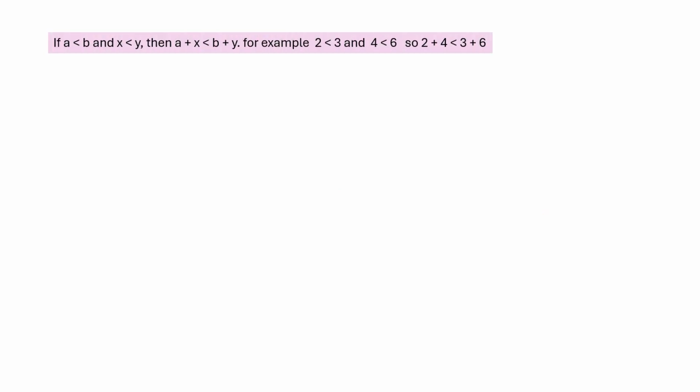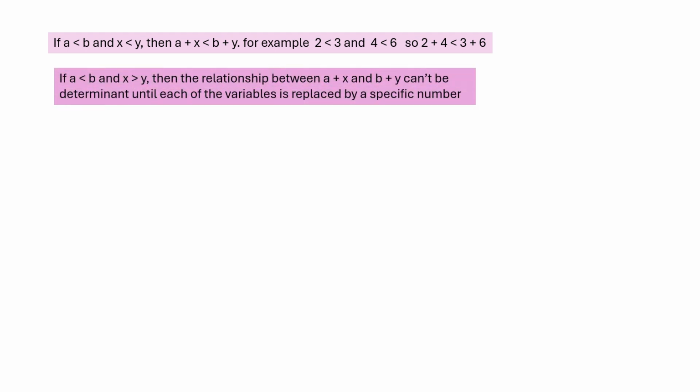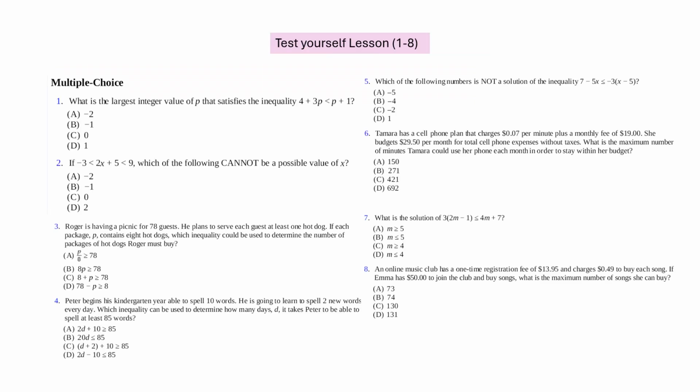If A less than B and X less than Y, you can add both sides. For example, 2 less than 3 and 4 less than 6. When you add the two inequalities, 6 less than 9. If A less than B and X greater than Y, then the relationship between A plus X and B plus Y cannot be determined until each of the variables is replaced by a specific number.